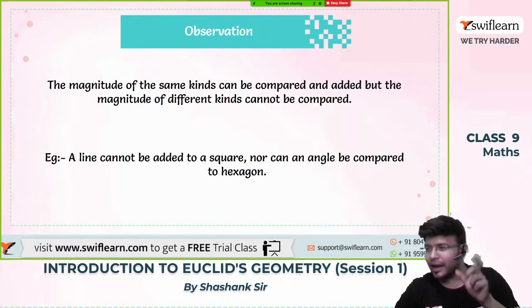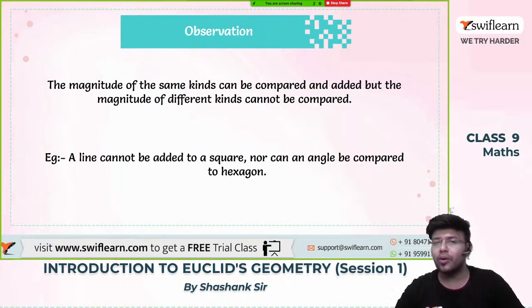Let us take a line of 10 centimeters and an angle of 30 degrees. Can we add them? No, we cannot add them because the magnitudes are of different types. The dimension of a line is centimeters, the dimension of an angle is degrees, so how can you add them? You tell me a line of some certain length, say 5 centimeters, and another line of 3 centimeters. Now you tell me to add them. 5 centimeters plus 3 centimeters, this we can do.